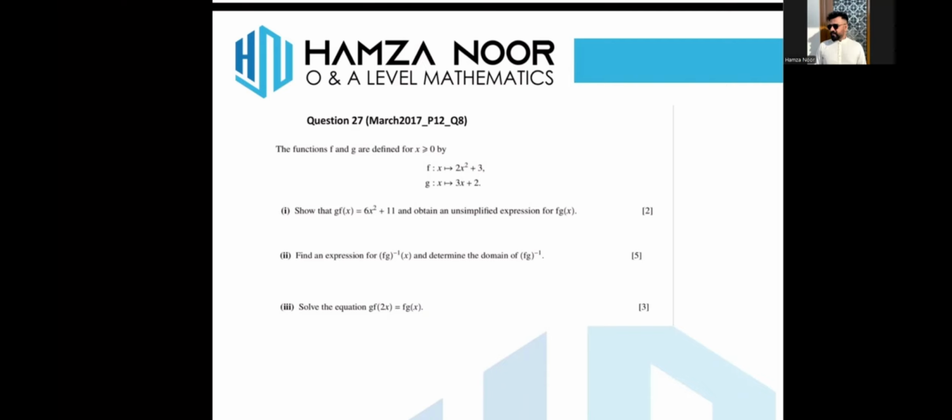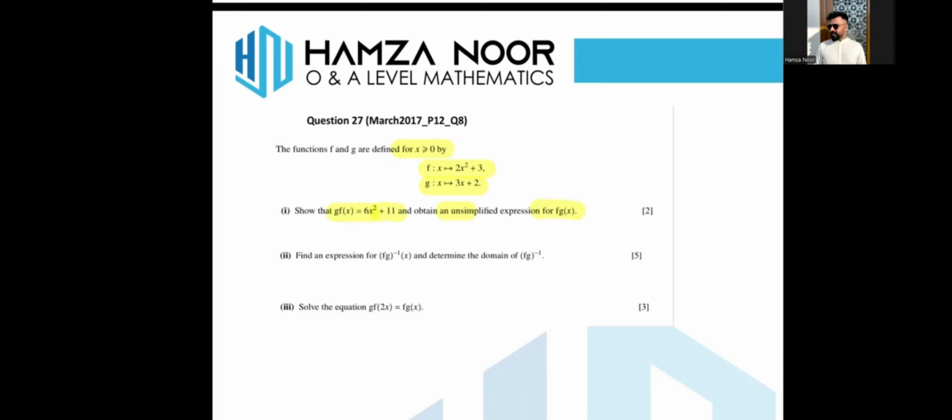The question says that the functions f and g are defined for x greater than or equal to 0 by f(x) = 2x² + 3 and g(x) = 3x + 2, a linear function. The requirement of part 1 is to show that g(f(x)) = 6x² + 11, and we need to obtain an unsimplified expression for f(g(x)) as well. This part is worth 2 marks.